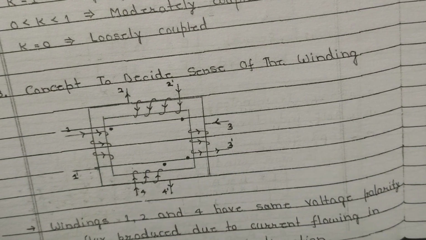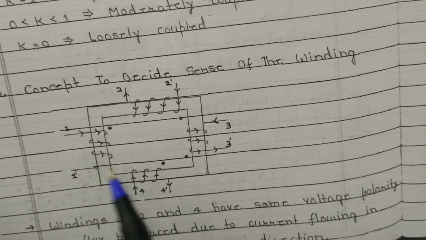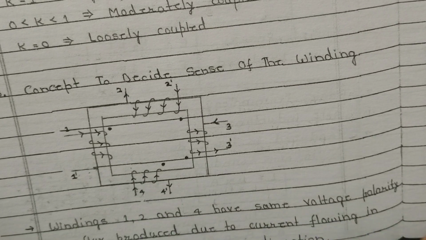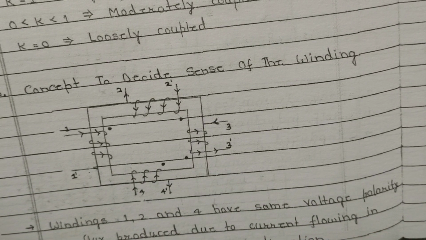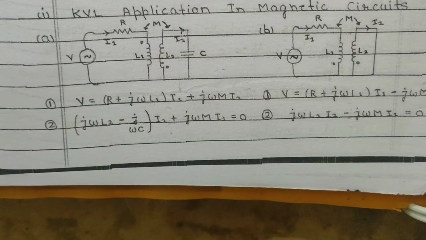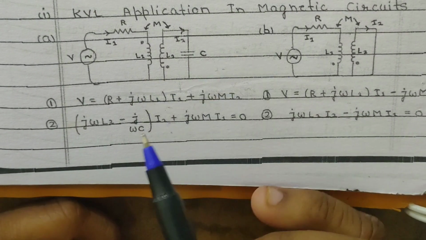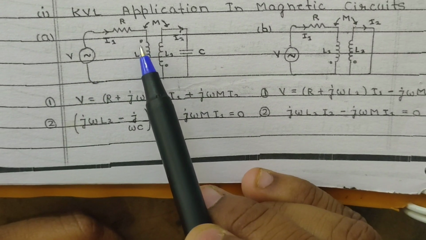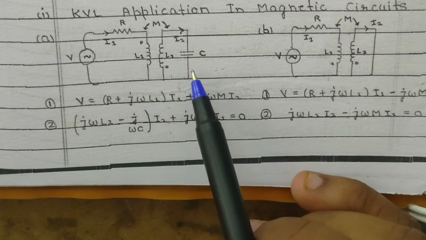See in this diagram, windings 1, 2 and 4 have the same voltage polarity, as the flux produced due to current flowing in these windings has the same direction. Now I will tell you how to calculate KVL in the magnetic circuit. Here you have a source voltage, a resistor, an inductor, a dot convention with opposite dots, and one capacitor.